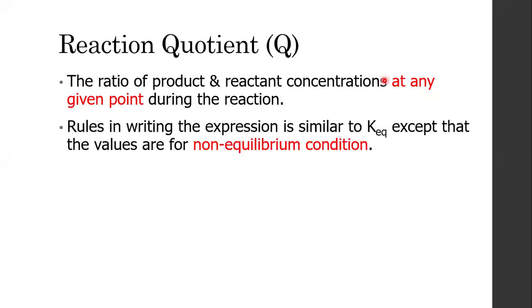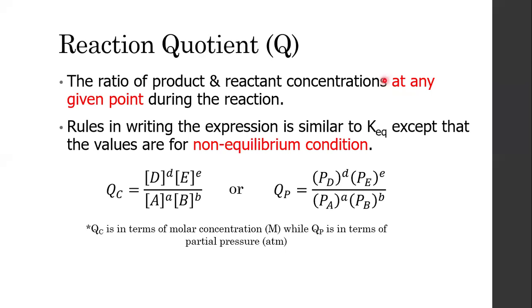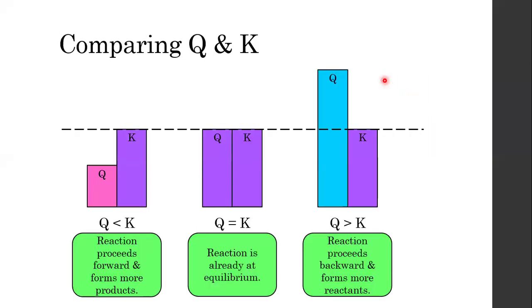So to be able to write the expression for the reaction quotient, the rules are the same as the equilibrium constant, which we have discussed beforehand, except that the values we're going to input are for non-equilibrium conditions. So you still have two types of reaction quotient. You have the Qc and you have the Qp. But still, these expressions are in terms of molarity and in terms of atmosphere.